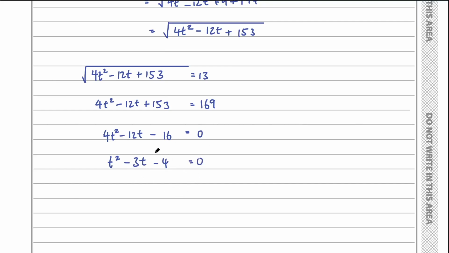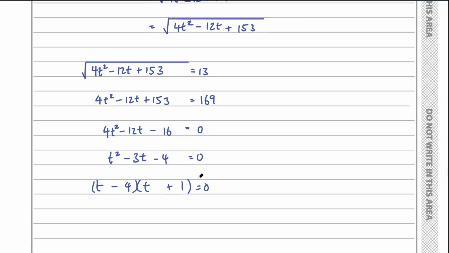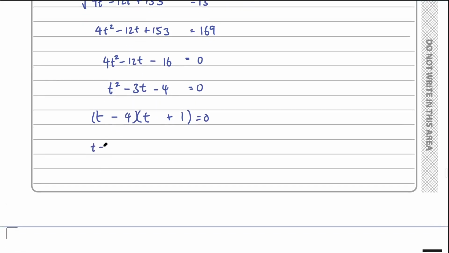So factors of 4 that make 3, well, that would be 4 and 1. And then we could have a negative 4 and a positive 1 to make negative 3. So I believe we'll be able to factorize this. The first terms are t's. And then, as I said, we've got a 4 and a 1, and a negative 4 plus 1 will make negative 3, and negative 4 times positive 1 would make negative 4. Okay, so then we get t equal to 4 and t equal to negative 1.